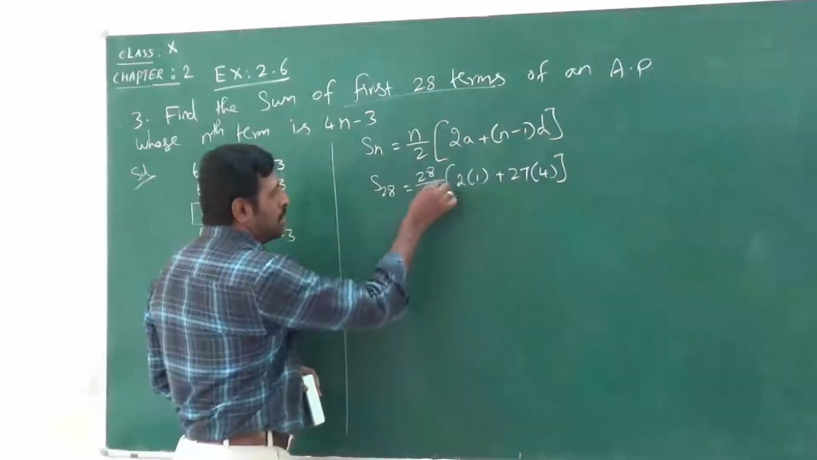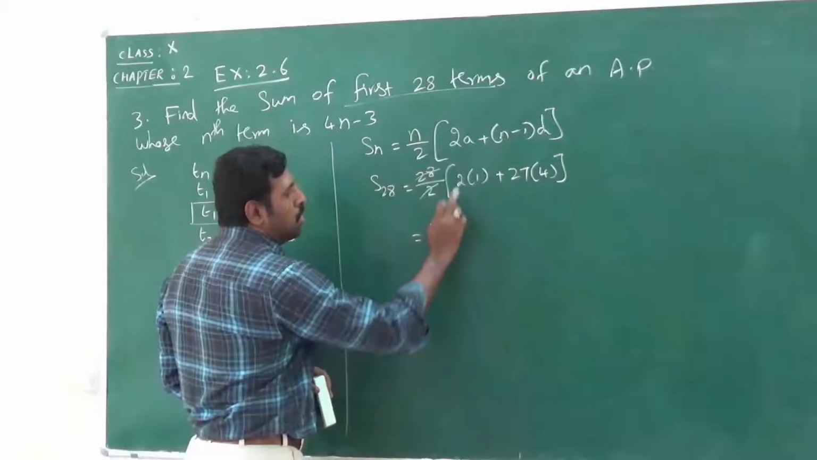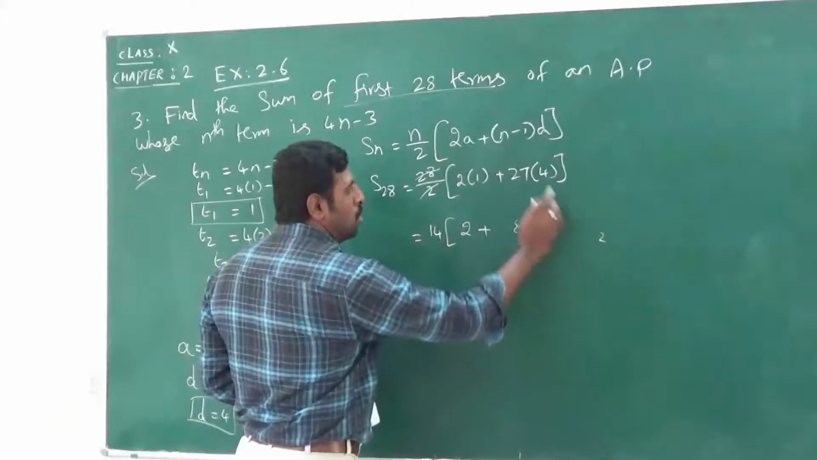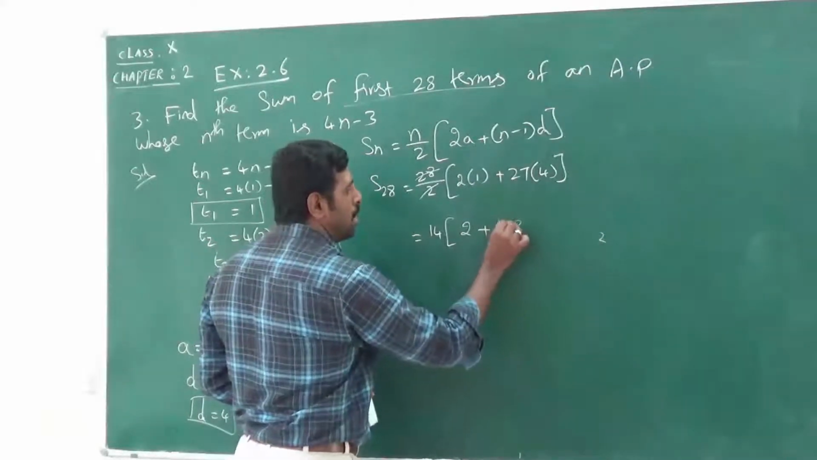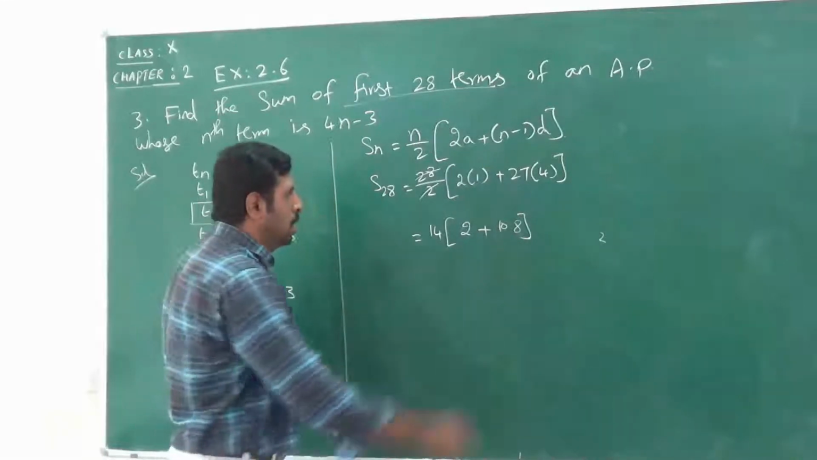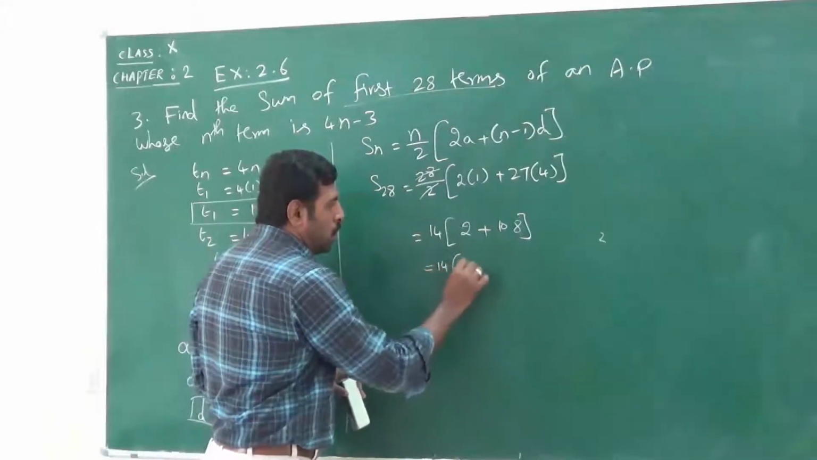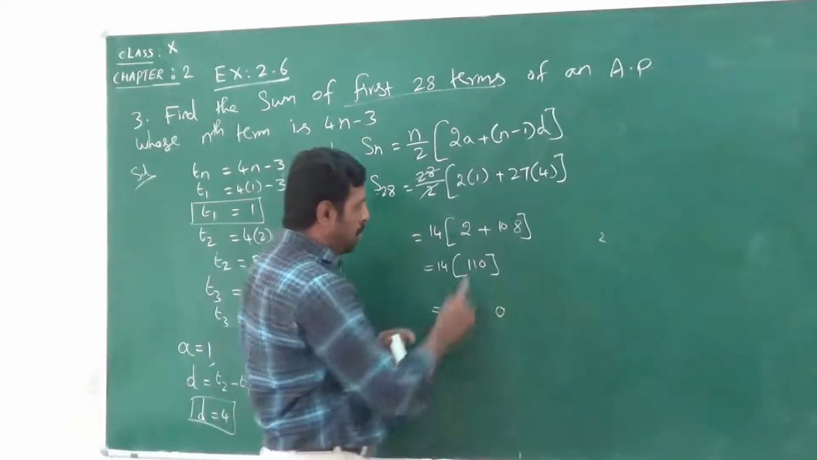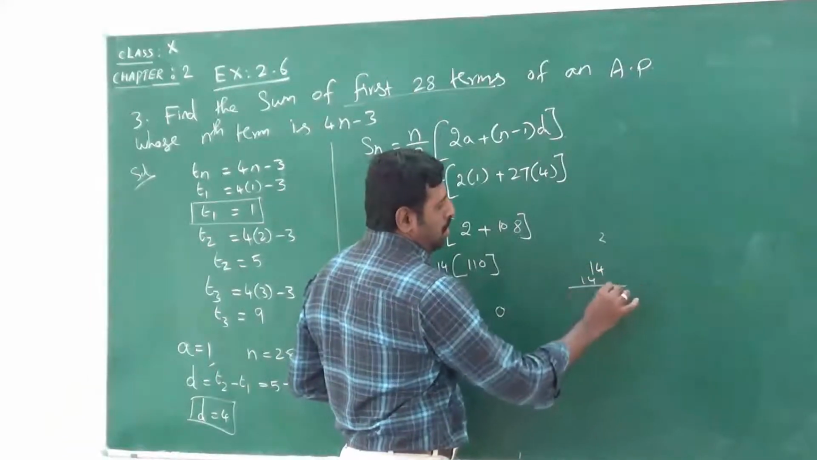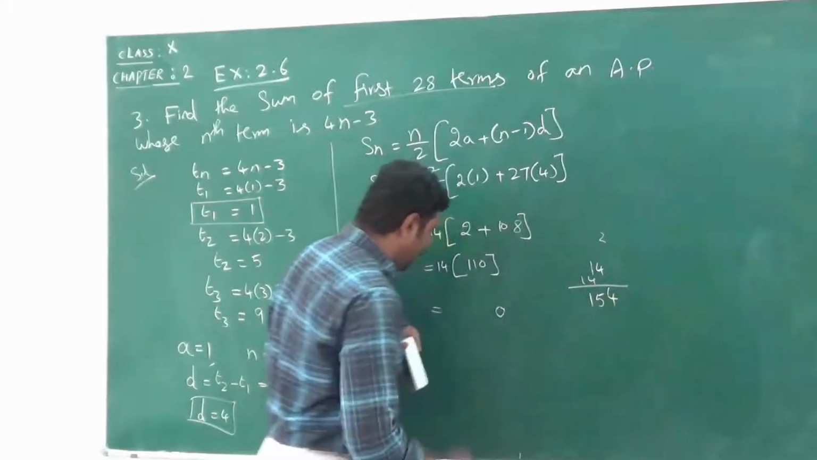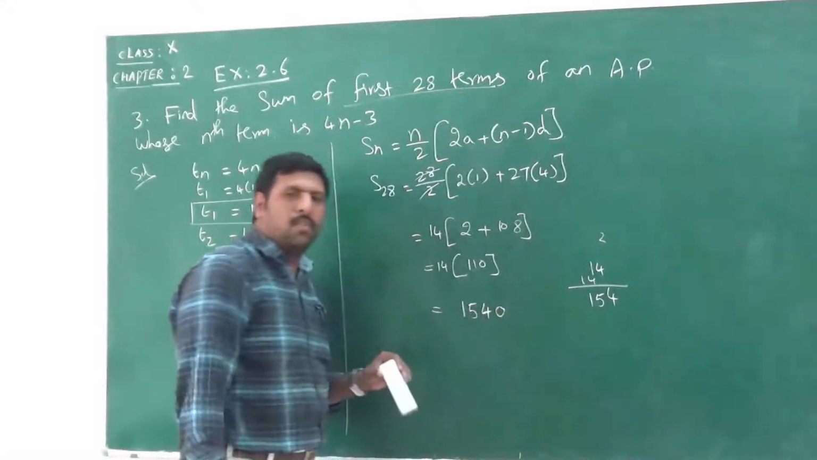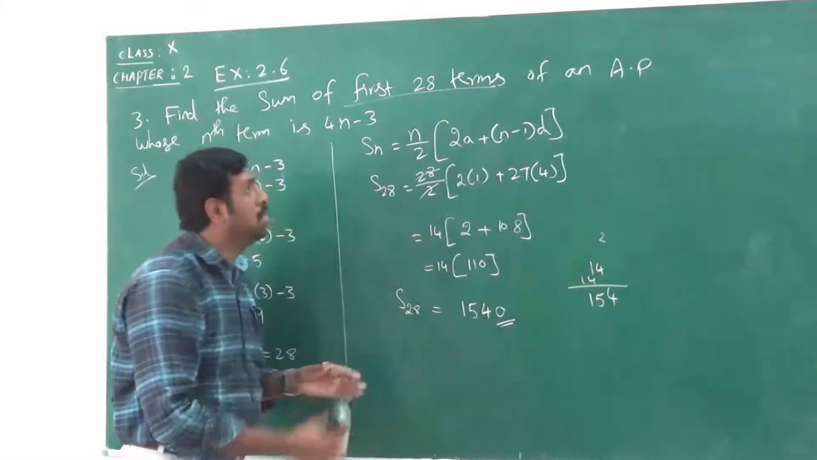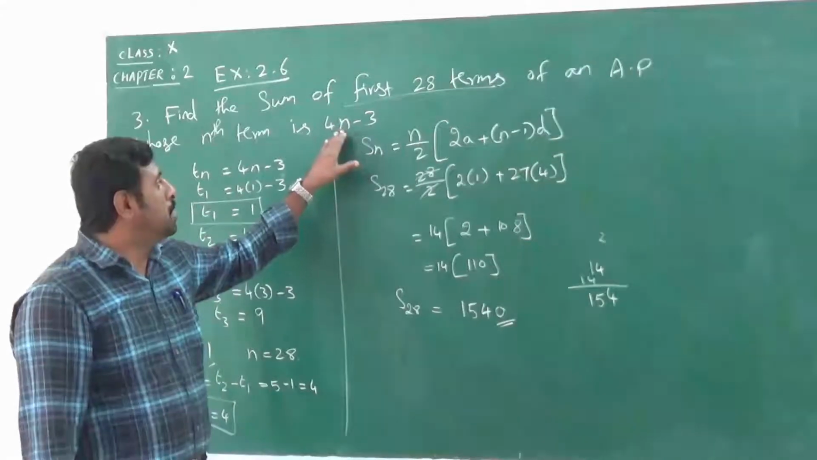Now, if you reduce this, you get 14, 2 ones are 2 plus 4 sevens are 28, 28 plus 2 is 30... that is, the sum is equal to 14 into 110. Now multiply this term, 14 into 110, and you get 1540. So 1540 is the sum of 28 terms. So the sum of the 28 terms of the sequence 4 and minus 3 is 1540.